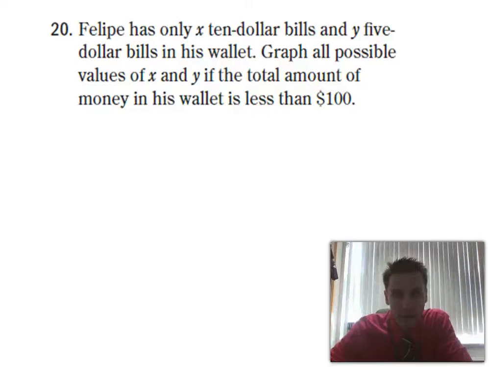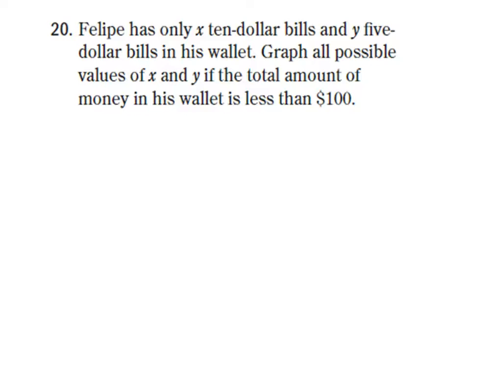And we're here for problems number 20 and 21 from your Chapter 6 self-test. Number 20 says Philippe has only x $10 bills and y $5 bills in his wallet. And we want to graph all possible values of x and y if the total amount of money in his wallet is less than $100. So he has less than $100 in his wallet, and he only has $5 bills and $10 bills.